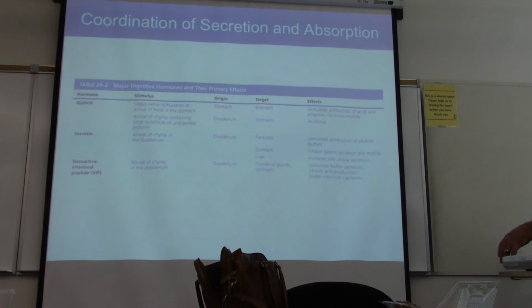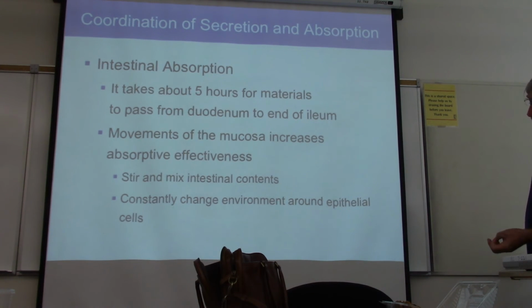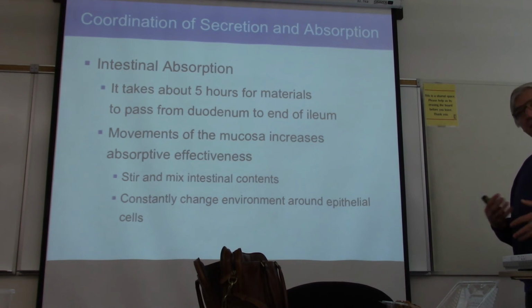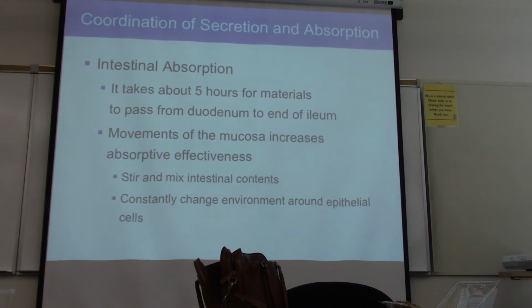Another little summary slide. Let's talk about the overall picture a little bit more. It takes us about 5 hours to digest a meal. We take it in. It sits there in our stomach for about 1.5 to 2 hours, just churning up and starting to mix with the enzymes that are in your stomach. Then it starts very gradually being passed off into your small intestine.